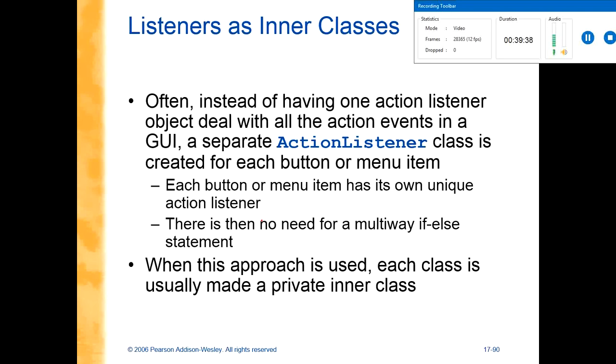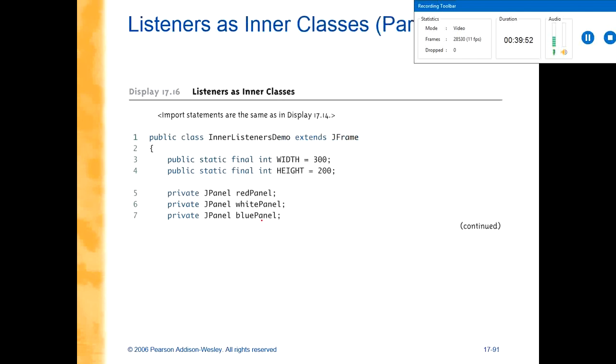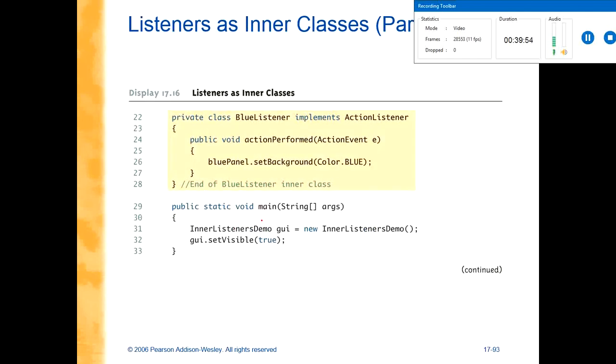Each button or menu item can have its own unique action listener, so there is no need for multiple if then else statements. When this approach is used, each inner class will be made as a private inner class. So let's look at this program, listeners and inner classes.